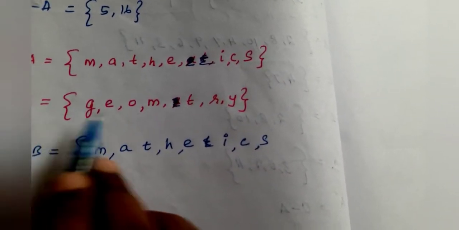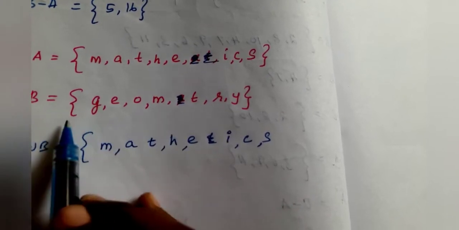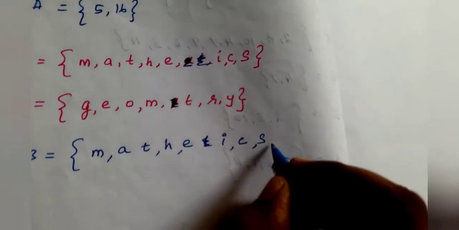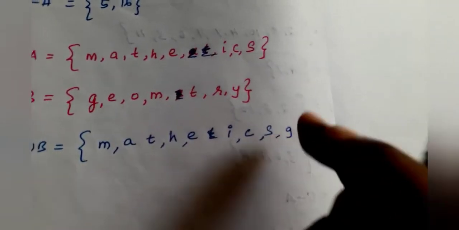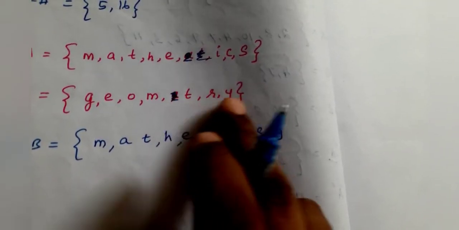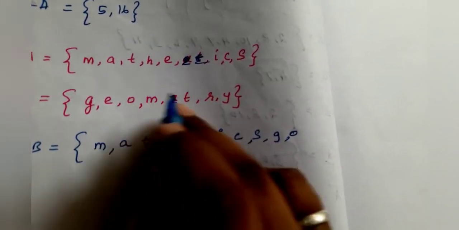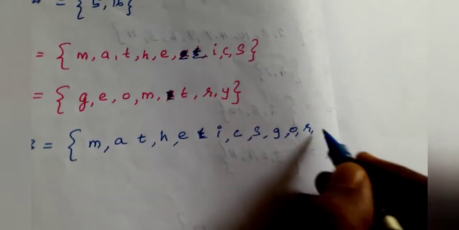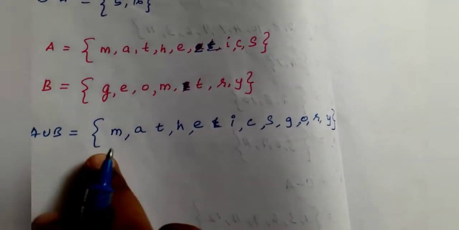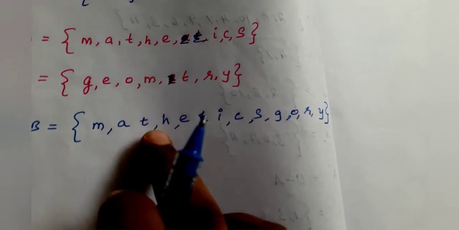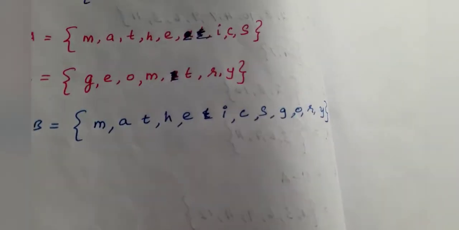And now just look at the elements of B. Here G is not repeating. Here E is repeating, so no need to write. M is repeating. T also repeating. The remaining letters are O, R and Y. So A union B is M, A, T, H, E, I, C, S, G, O, R, Y.